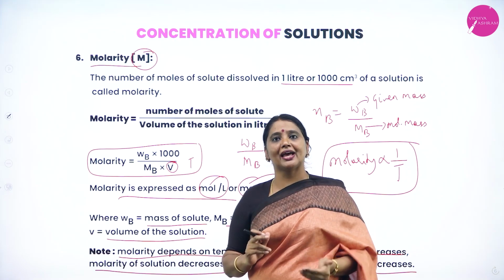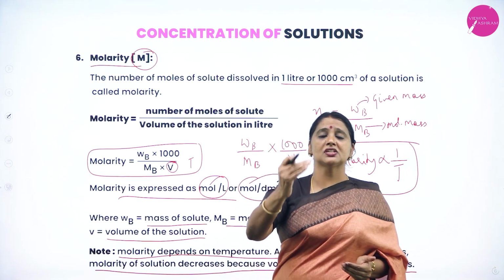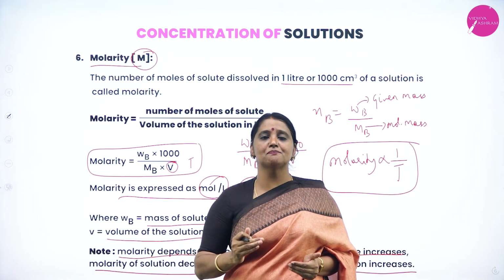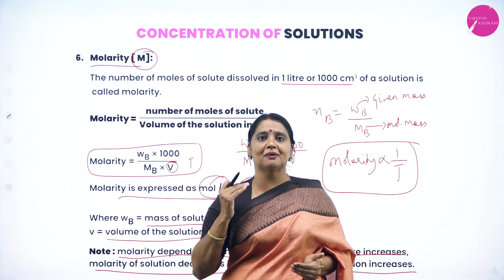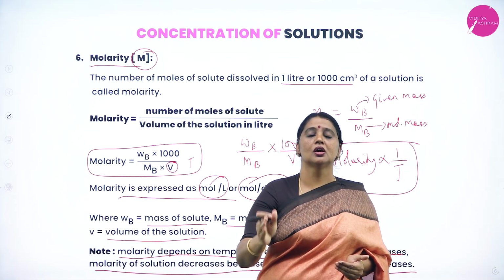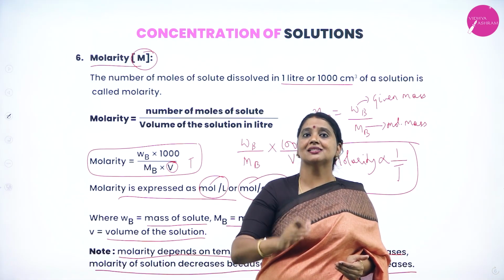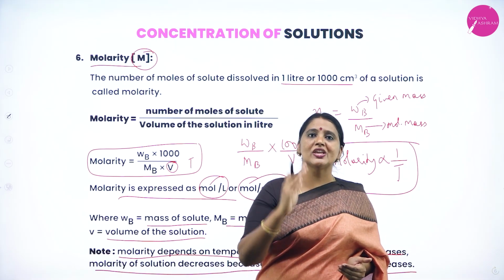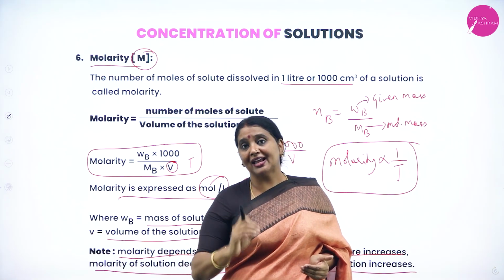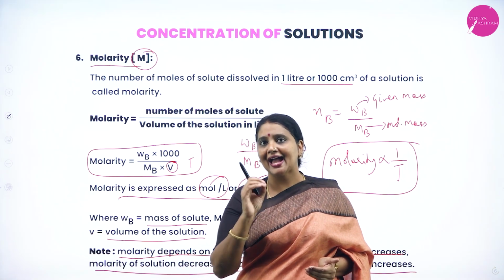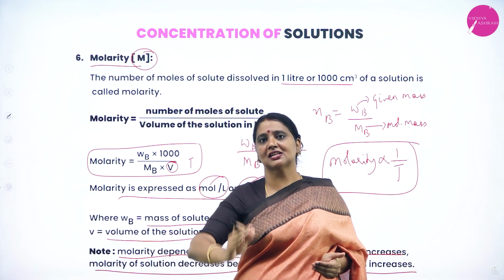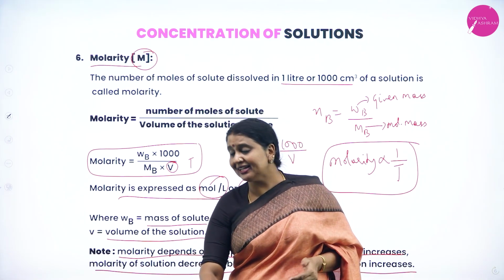How can you calculate molarity of the solution? Molarity of the solution is calculated by using expression WB divided by MB into 1000 divided by V. W is the mass of the solute. MB is molar mass of the solute. V is the volume of the solution. Molarity is temperature dependent. As temperature increases, molarity decreases.